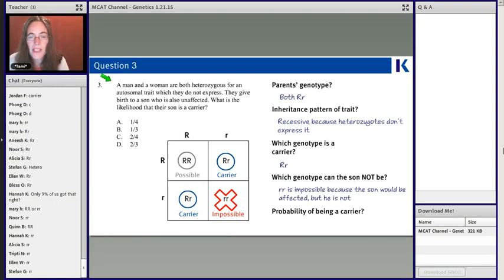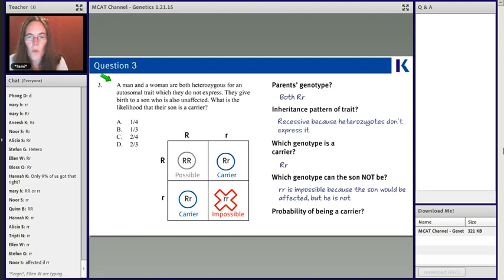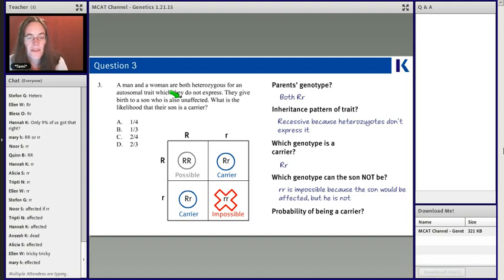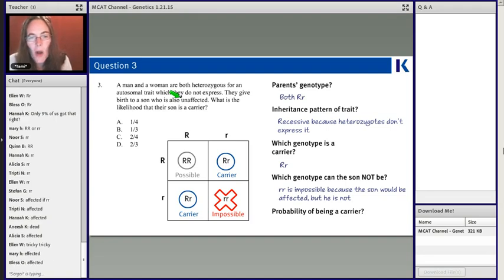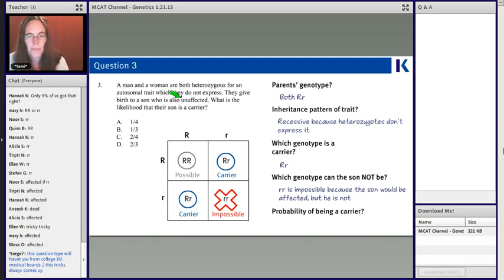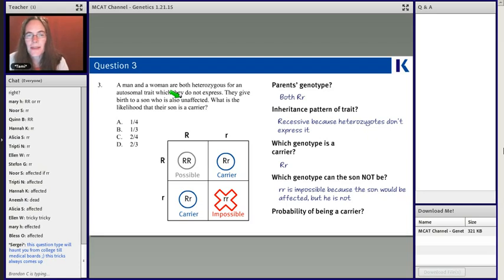Why? Because if he was little r, he would be what? What word would we use right here to describe him? Oh, he would be affected. That is not possible. Never under any circumstances is the homozygous recessive ever considered when you look at carriers. So I have 3 possibilities left. What is the chance that he is a carrier?